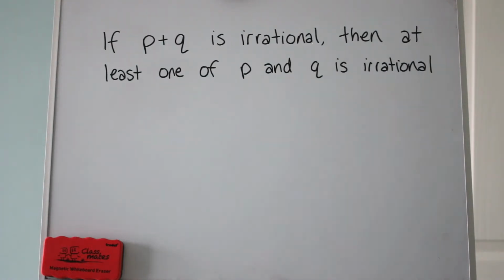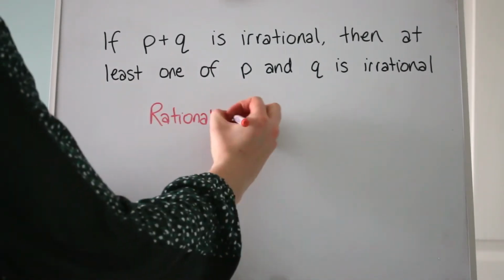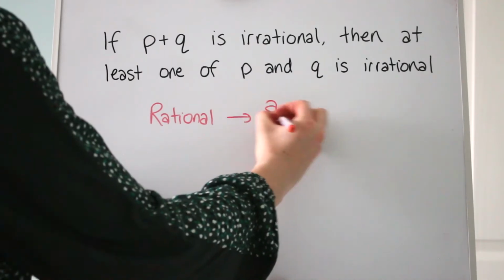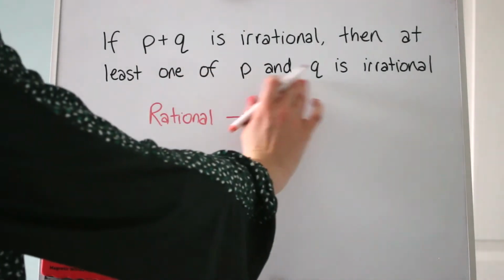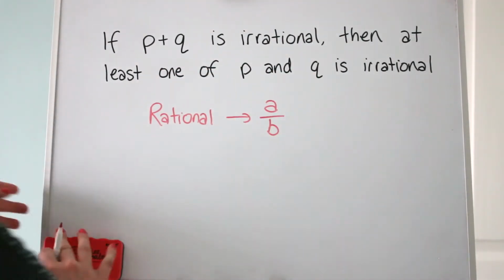Here's our first one. If P plus Q is irrational, then at least one of P and Q is irrational as well. So what is the opposite of that claim? The opposite is, if P plus Q is irrational, then P and Q are both rational. So we're going to assume that and try and arrive at a contradiction. If you watched my first video, I reminded you what irrational means. If numbers are rational, then they can be written as a letter over a letter. They can be written as a fraction. So if we're assuming that P and Q are both rational, then they can both be written in that form.